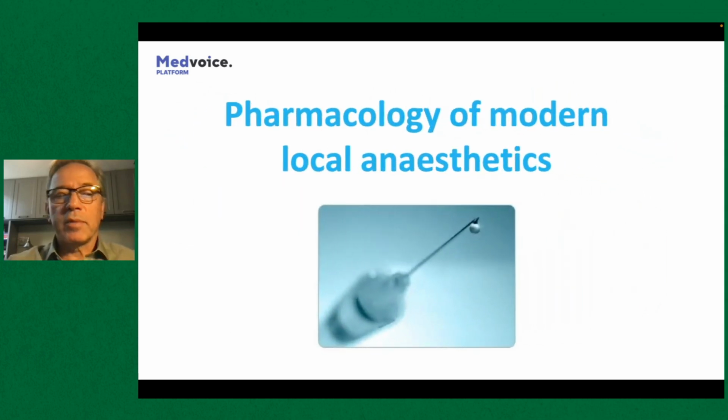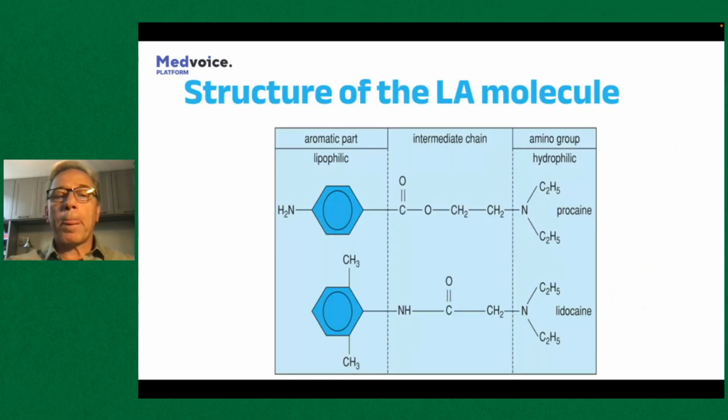Well, let's talk about the pharmacology of modern anesthetic agents. We'll speak about the structure of the local anesthetic molecule first. And the structure is in three parts. The first part is the aromatic part on the left side of your screen, which is also the lipophilic part. And on the right side of the screen is the amino group, which is the hydrophilic part.